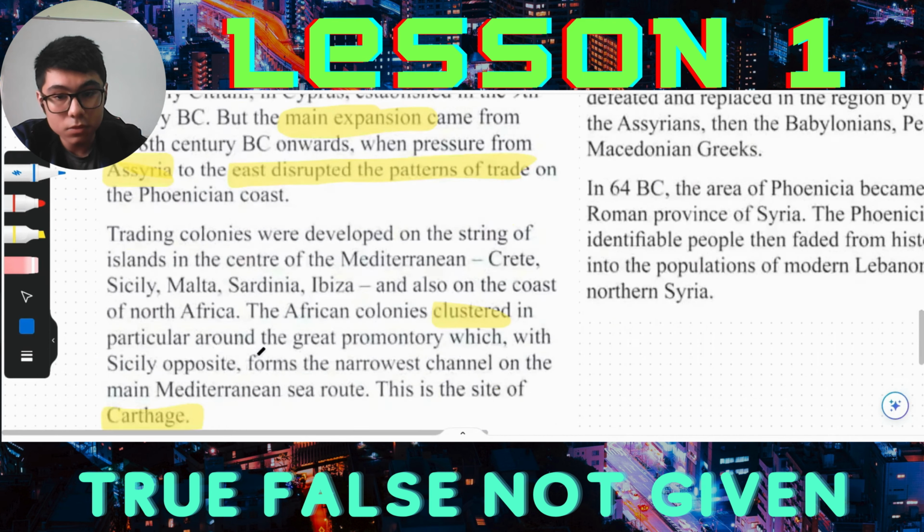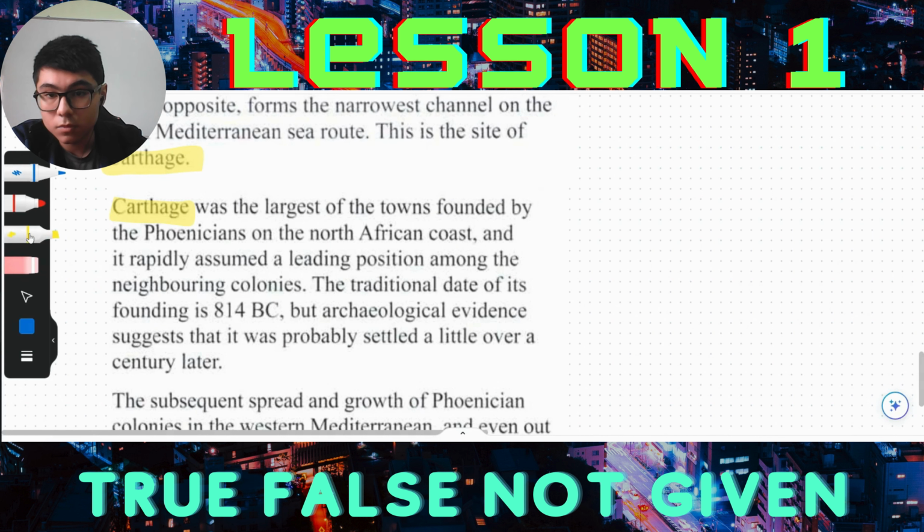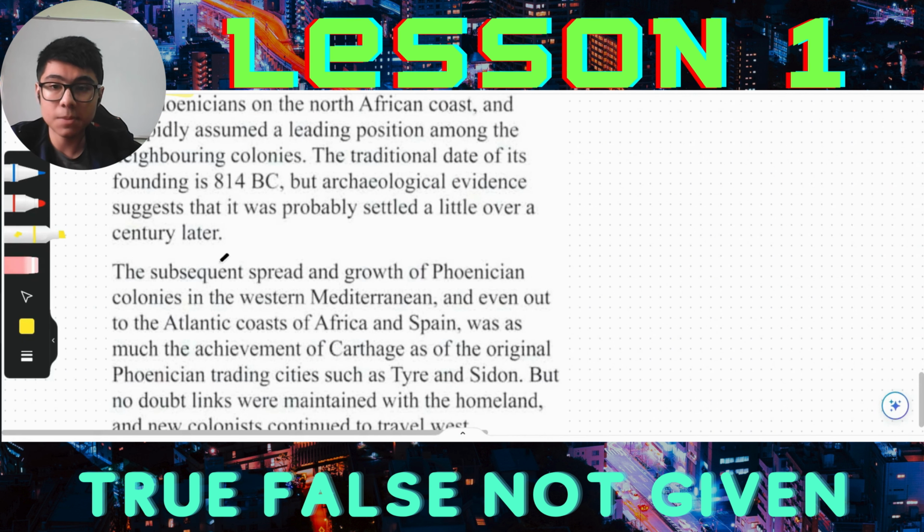so let's continue. The traditional date of its founding is 814 BC, but archaeological evidence suggests that it was probably settled a little over a century later. The subsequent spread and growth of Phoenician colonies in the western Mediterranean and even out to the Atlantic coasts of Africa and Spain was as much the achievement of Carthage as of the original Phoenician trading cities such as Tyre and Sidon.